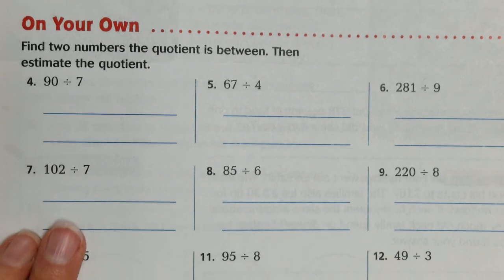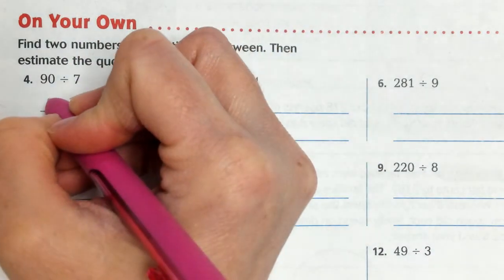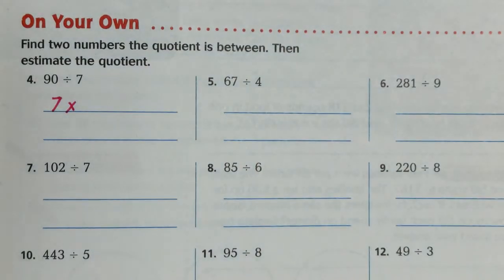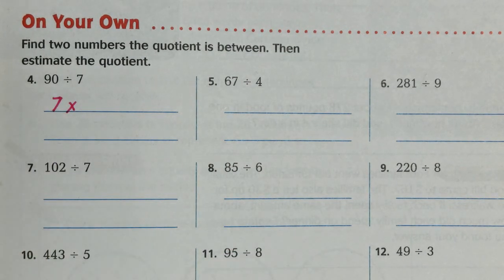All right. So I want to look at 90 divided by 7. Now, here is where it gets a little bit, it's not as cut and dry, but we're still going to use this. All right. I want you to look at your 7s. And I want you to write 7 times because I want to see how close I can get to 90 by multiplying by 7s. So, Angel, 7 times what?